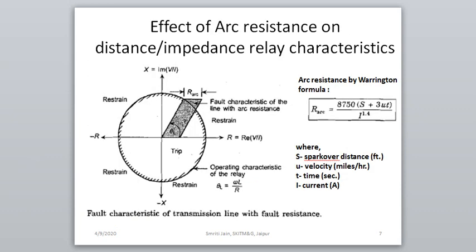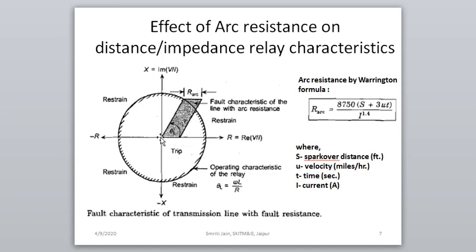The effect of arc resistance can be shown on the impedance relay by means of this formula, the Warrington formula, where S is the spark over distance, the velocity of dielectric, this is the time, and current. This arc resistance comes into effect whenever the contacts of a circuit breaker separate in order to interrupt a fault current.